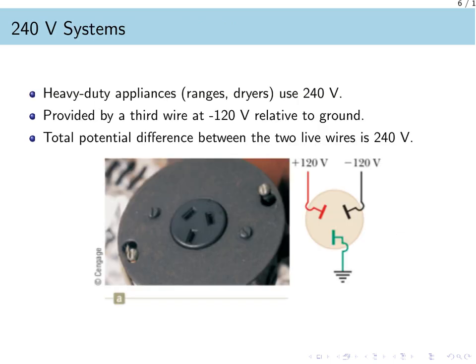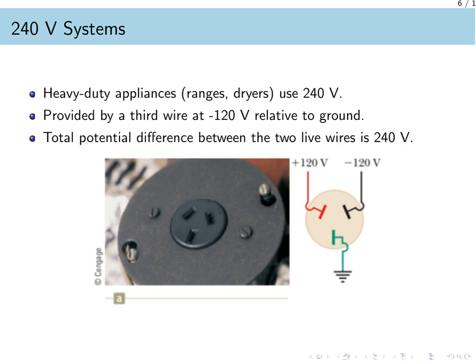While standard circuits use 120 volts, heavy-duty appliances like electric ranges and clothes dryers require more power and operate on a 240-volt system. To provide this higher voltage, the power company supplies a third wire that is maintained at a negative 120 volts relative to the ground. By connecting an appliance across the standard live wire at positive 120 volts and this third wire at negative 120 volts, the total potential difference becomes 240 volts.